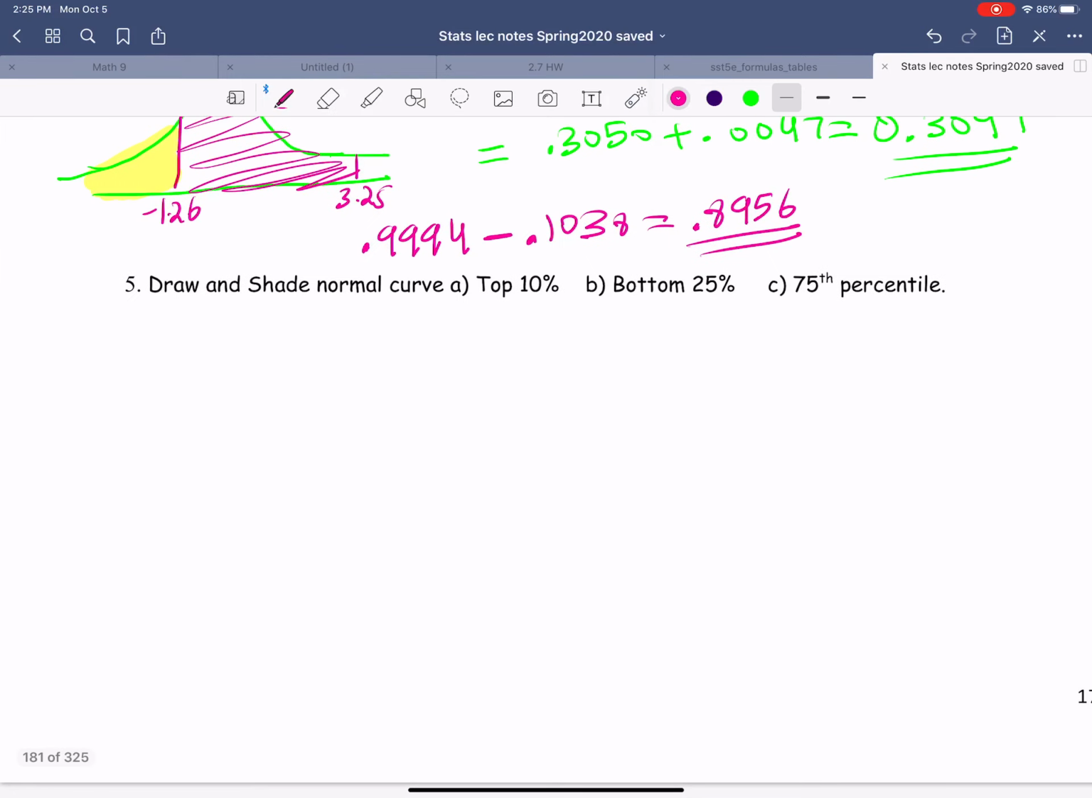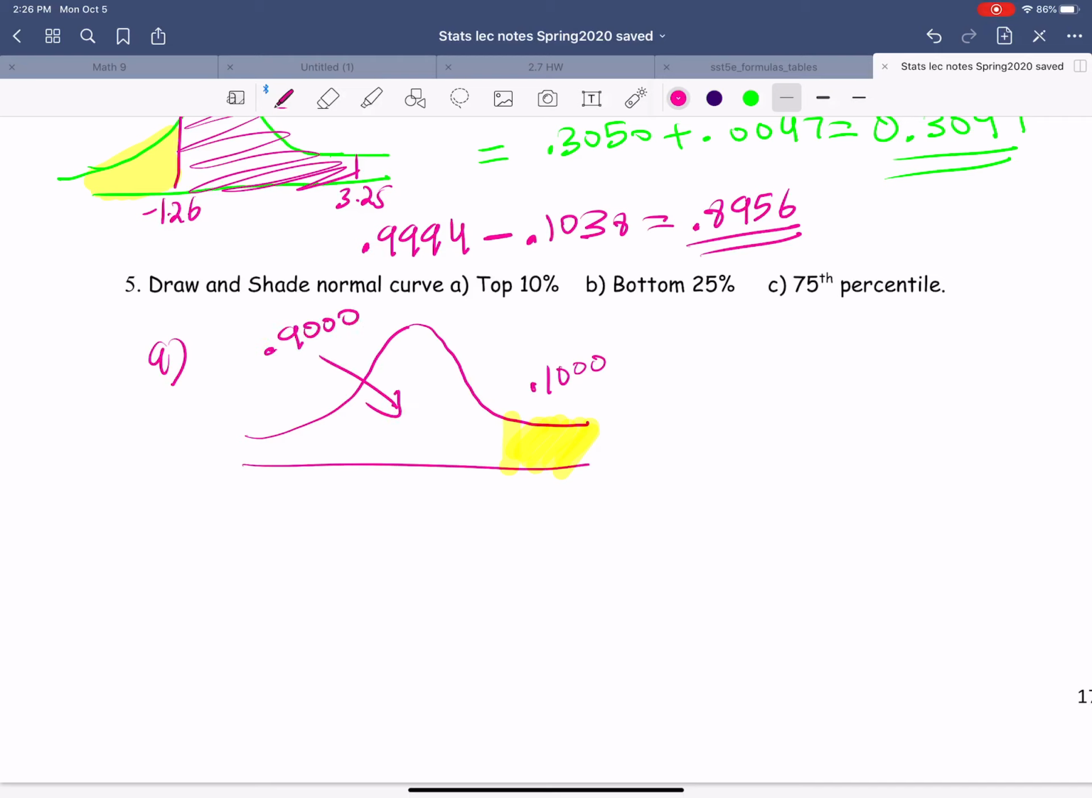Okay, draw and shade normal curve. How would you draw and shade the top 10%? Well, the top 10% is going to be on the positive z-score side. It's going to be somewhere here. It's got 0.1000 area to the right. If it's got 0.100 area to the right, how much area to the left? Well, it would have 90% area to the left.